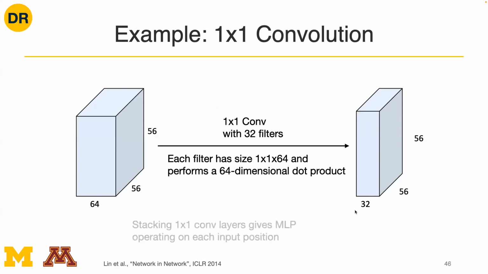In addition, sometimes this is referred to as a network within a network. The paper that coined that term is cited here on this slide. And it's worth thinking about that this definition of a convolution is actually essentially the same as applying the multi-layer perceptron we talked about, but applying the multi-layer perceptron to every individual pixel within the spatial dimensions.